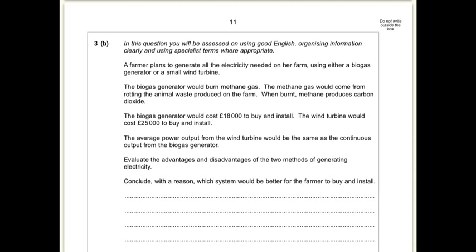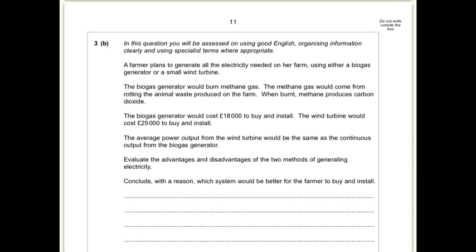So a farmer plans to generate all electricity needed in their farm using either a biogas generator or a small wind turbine. The biogas generator burns methane. This would come from rotting animal waste in the farm, but it produces carbon dioxide. It would cost £18,000 to buy and install. The wind turbine is more expensive, £25,000 to buy and install. The average power output from the wind turbine would be the same. So evaluate the advantages and disadvantages of the two methods of generating electricity, and conclude with a reason which system would be the better for the farmer to buy and install.